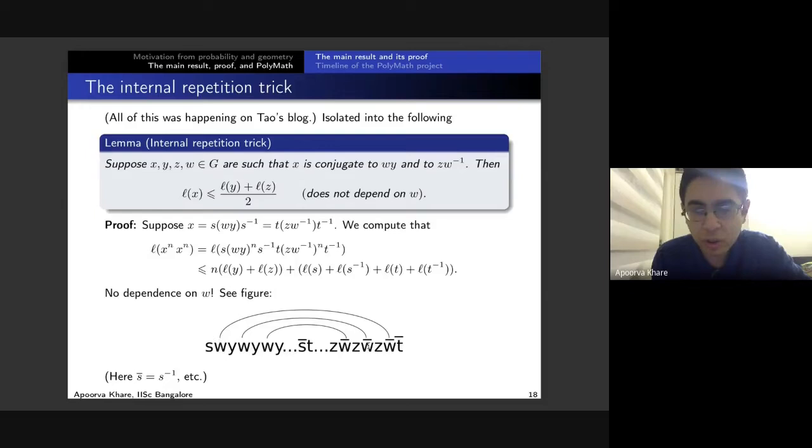But that string in between is a conjugate. There's a w here and a w bar there. And I know that my length function is conjugate invariant. So I can remove the w and the w bar. And they're gone. They don't occur. Then I get, again, the length of the string in between.